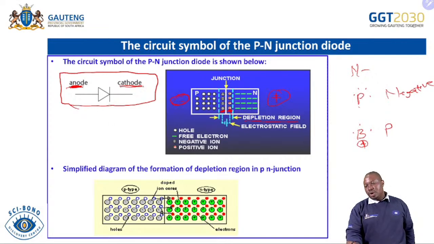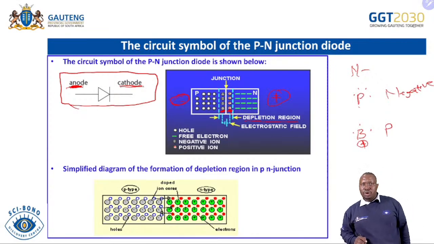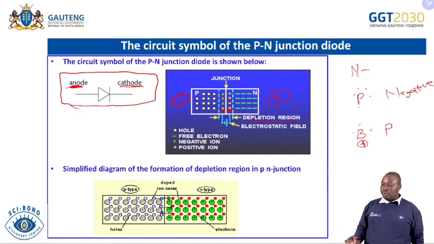So you must be able to understand where we have that long line there. That's our cathode side, and then this side at the back of that is our anode. So you must know how to draw the circuit symbol, obviously, of the PN junction.